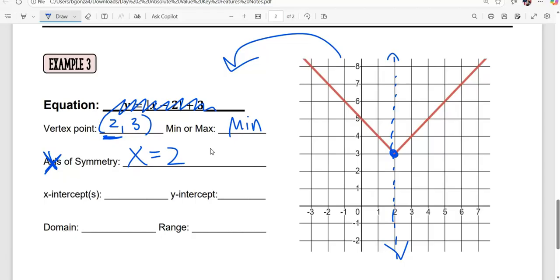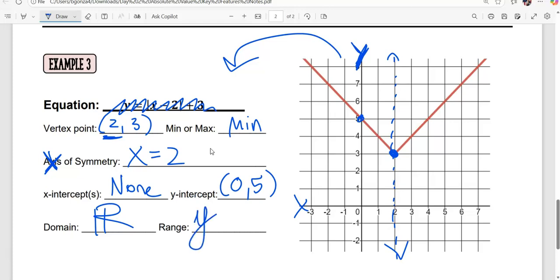Okay, x-intercepts. Does it cross x? None. Does it cross y? Yes. At 5, right? 0, comma 5. Domain is always all real numbers. And then the range, does it go up or down from here? Up. So it's greater than or equal to the y value of 3. That's it for the notes.